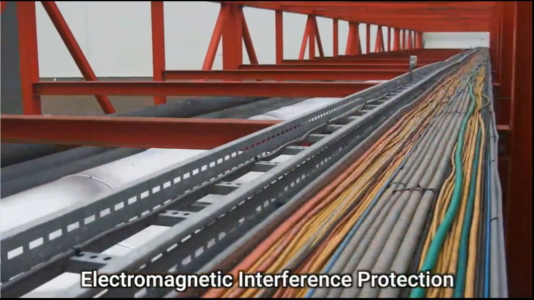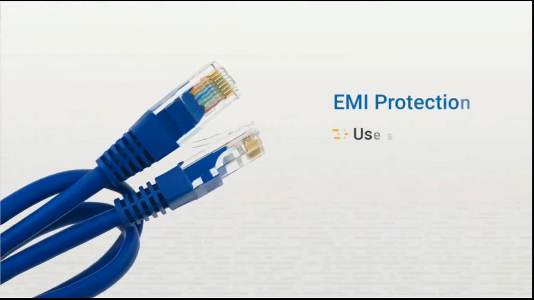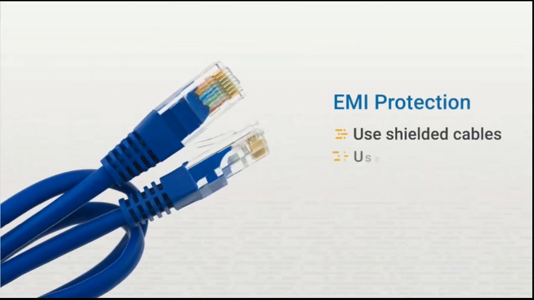Protect your systems and network cabling from electromagnetic interference, or EMI. EMI is generated by motors, machinery, and even fluorescent lights. You can use shielded cables or run your network cabling in conduit to prevent EMI. Fiber optic cable is not susceptible to EMI.